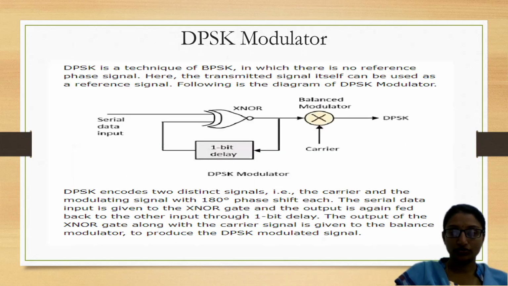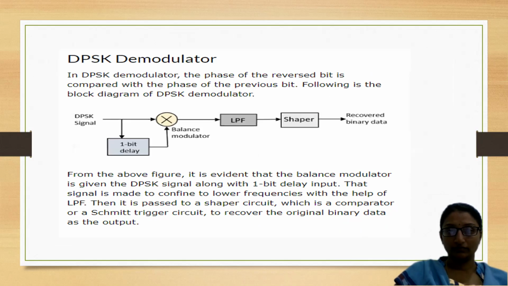This is the DPSK modulator, where you can observe serial input data is given to an X node, and one of the inputs of the X node is taken from the previous value, and that is given to a balanced modulator. Then we get the DPSK signal. And this is the demodulation process. Again, we give a delay bit to the balanced modulator, then a low pass filter and shaper to recover the binary data.